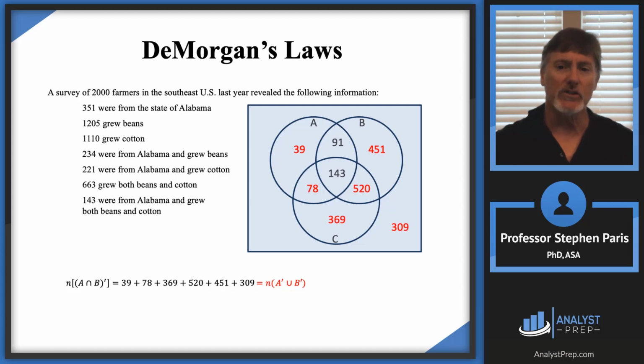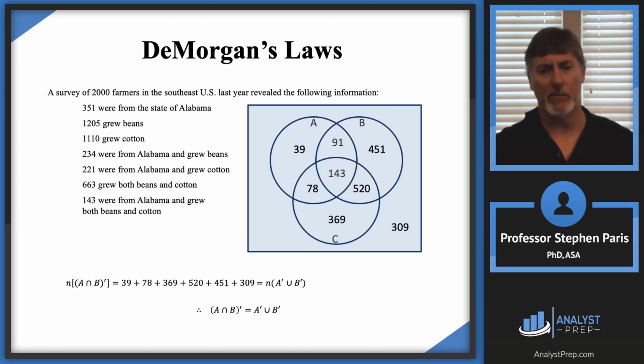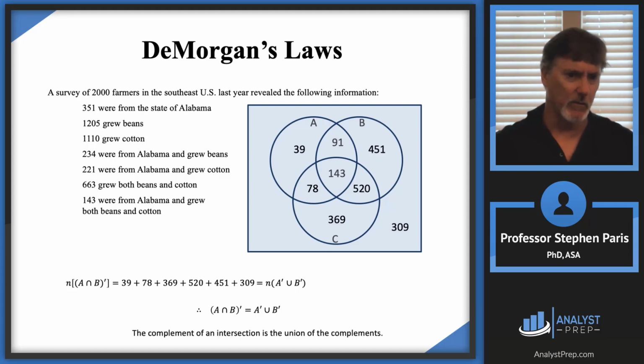In other words, what I've illustrated here is, if you take off the number of outcomes and just look at the sets, it's true on a set level. The complement of A intersect B is the same as the complement of A union the complement of B. Said in words, what I have highlighted in red is that the complement of an intersection is equal to the union of the complements.